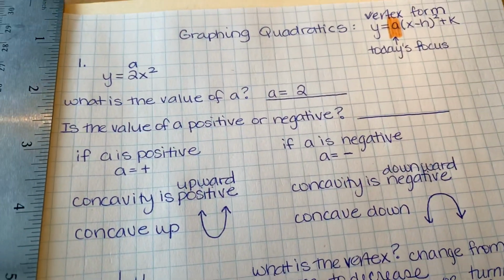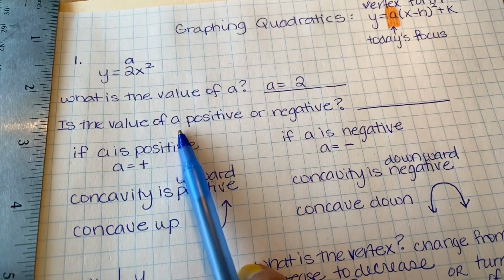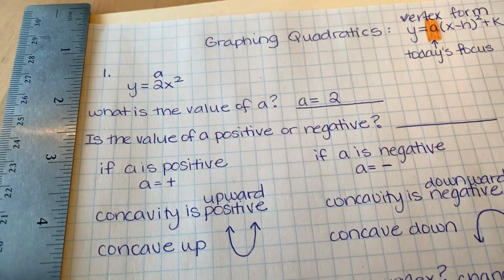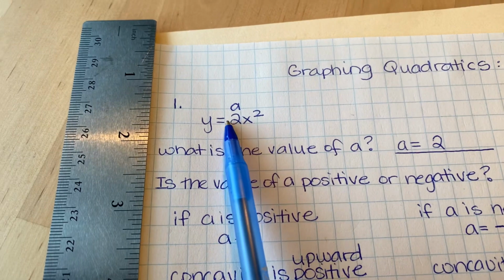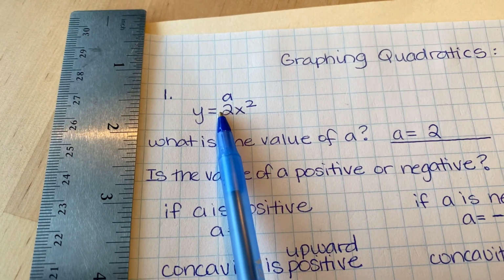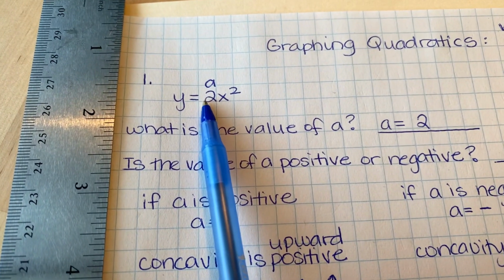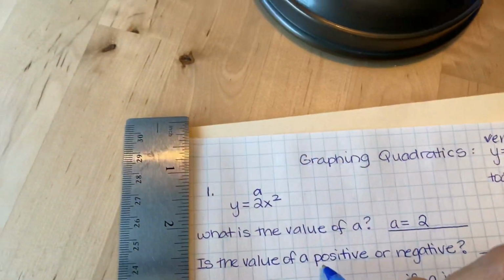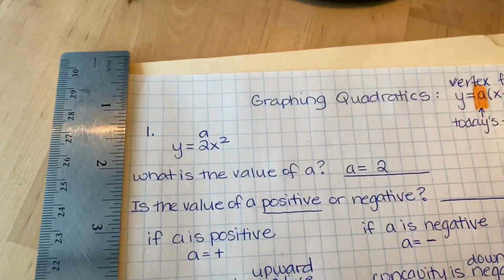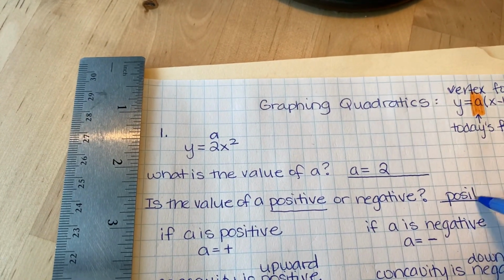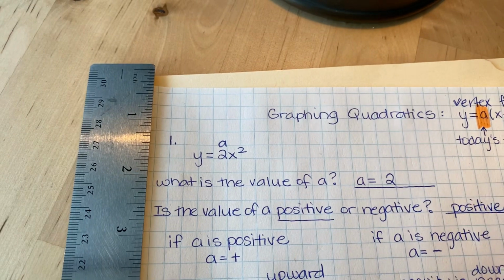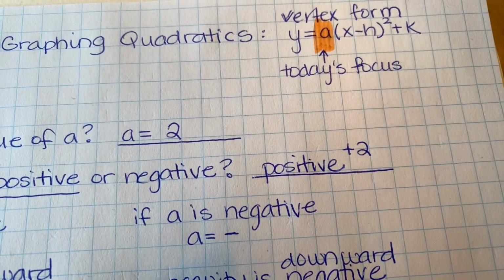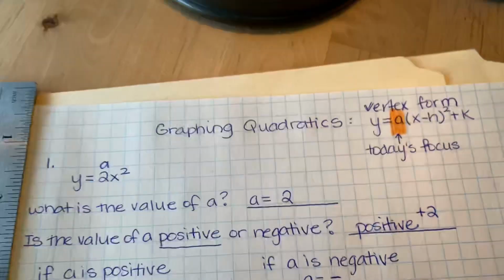Okay, is the value of a positive or negative? You look here, you do not see that negative symbol. You don't see the positive symbol, but it is assumed to be positive, right? And so it is actually positive, correct? So this is a positive 2. Okay, it's positive, right? The a value is positive 2.